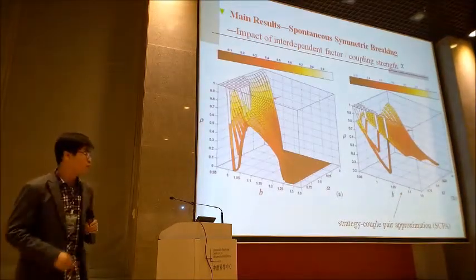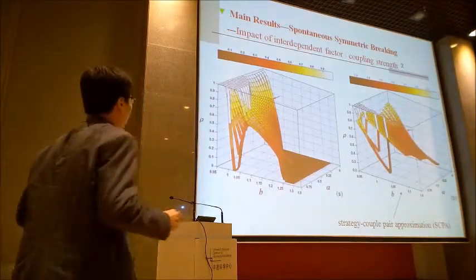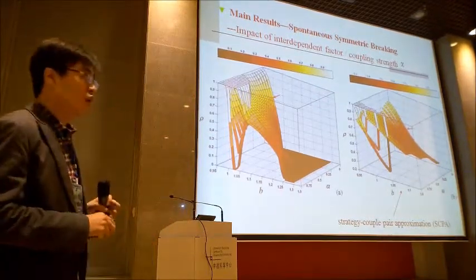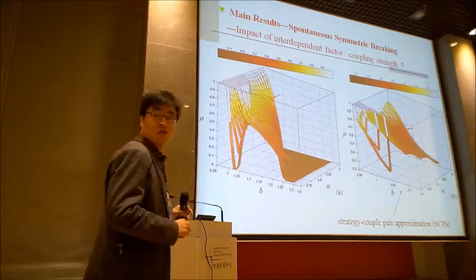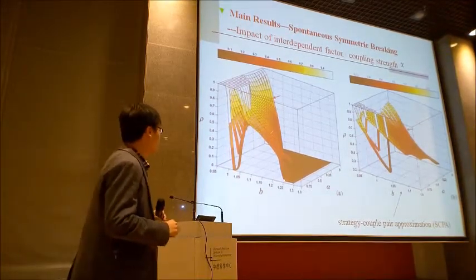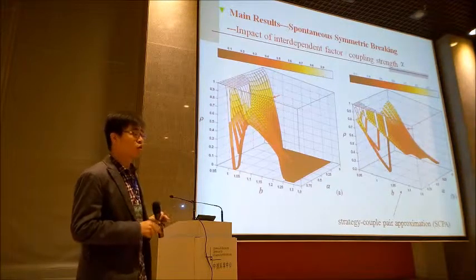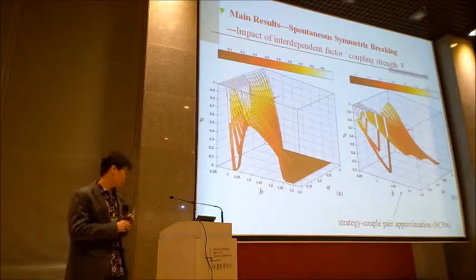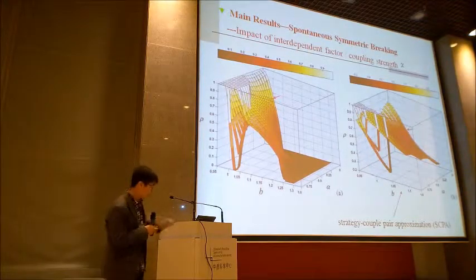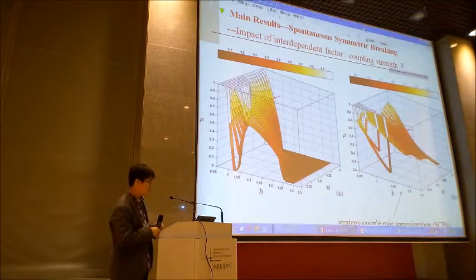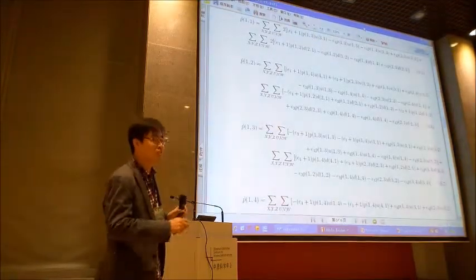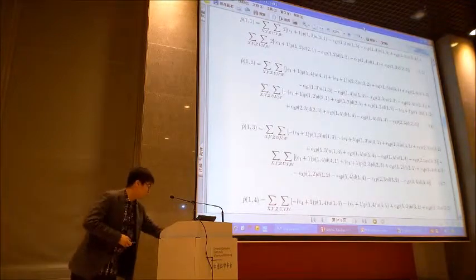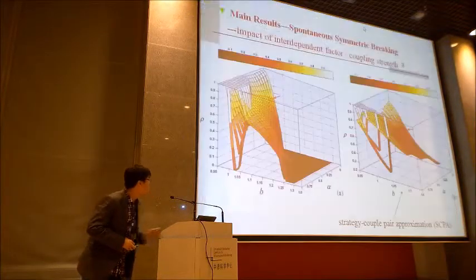Then we can first see the impact of the interdependent factor. The left panel shows the result of the Monte Carlo simulation, while this panel shows the result of a new method, which I named the strategy coupled pair approximation. Because it is very complex, I don't show the details here. Now we turn to the results.